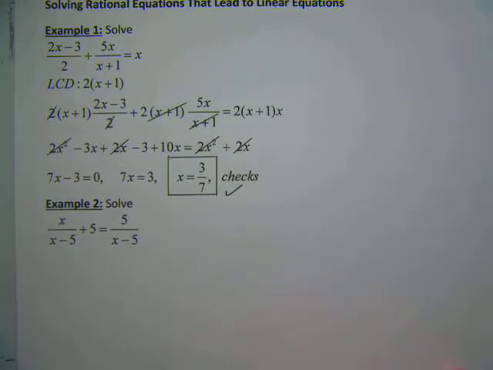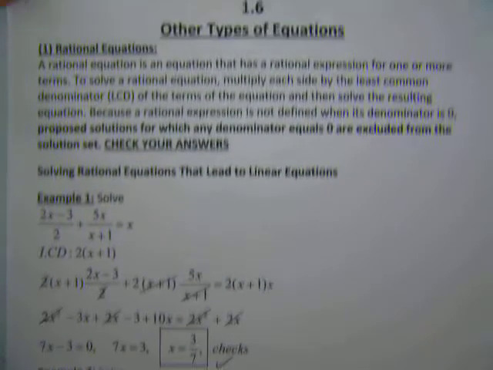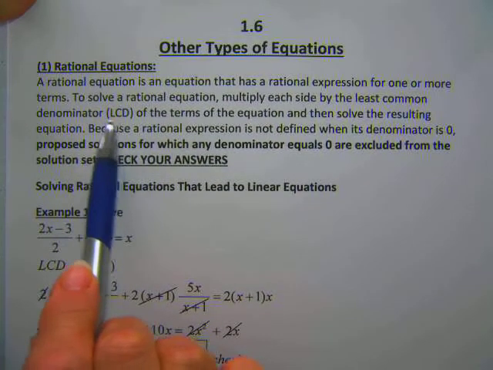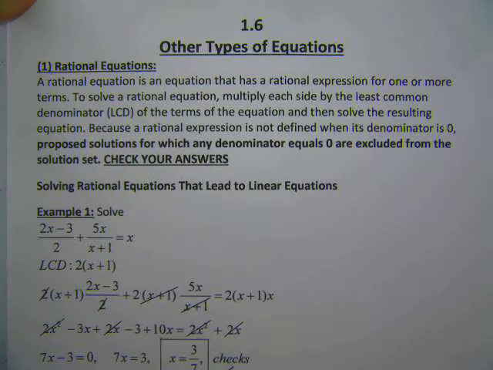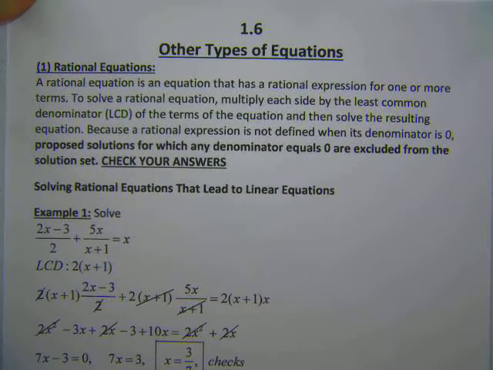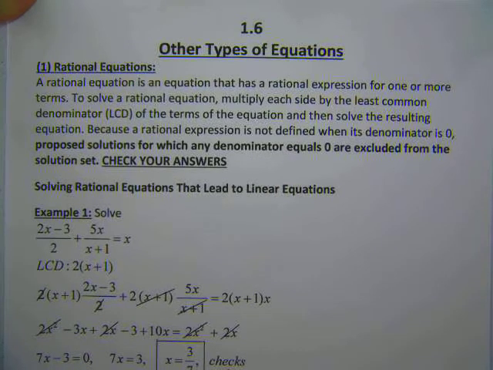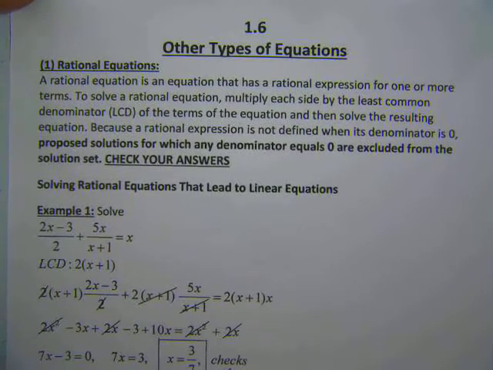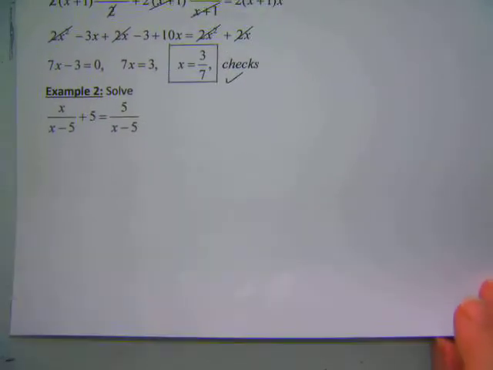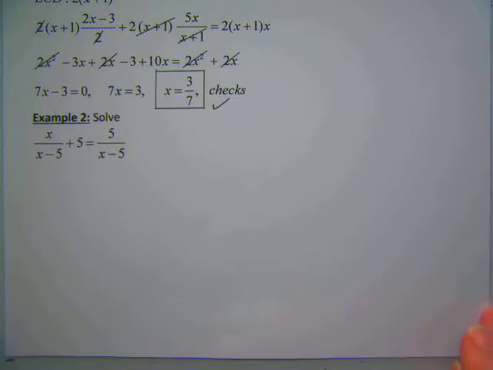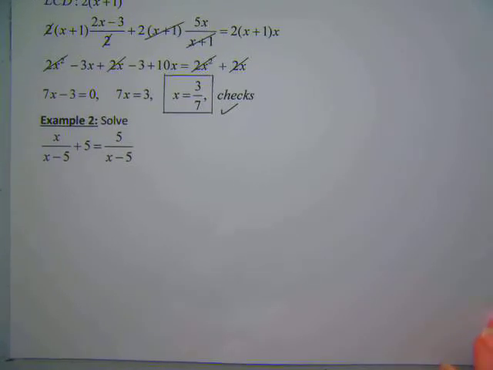The main thing in how to solve is to find the least common denominator and then multiply the whole equation, that means each term, by the least common denominator. This way we get rid of the rational expression, and we'll have a nicer equation to work with. So let's look at this problem.